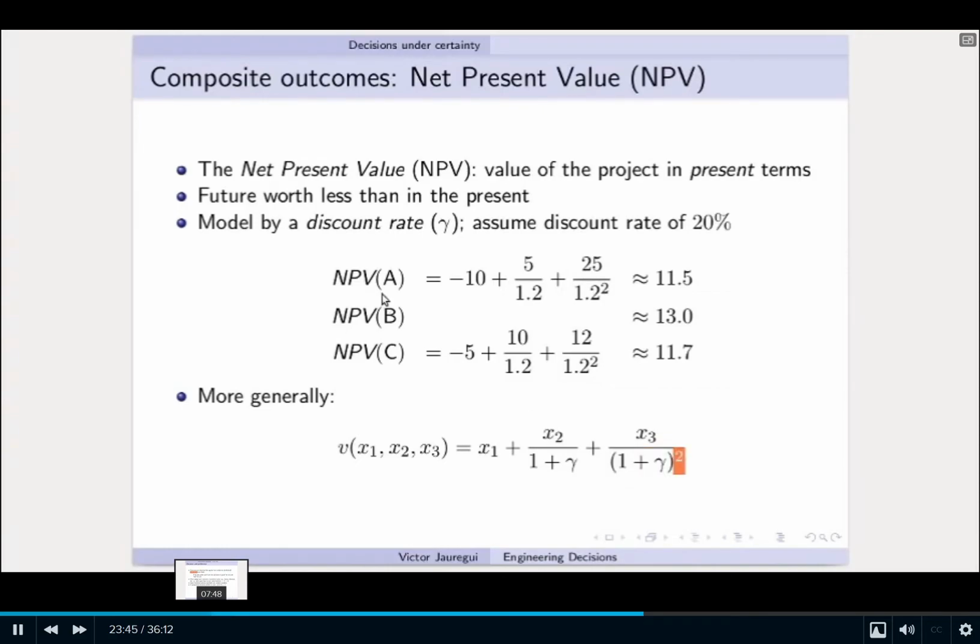Now, if we do those calculations, we see that project A, given the cash flows over different periods, now becomes 11.5 million in terms of net present value today. Project B, which was an immediate profit, remains unaffected, and project C gets the second and third year discounted by 1.2 and 1.2 squared to give us this amount.